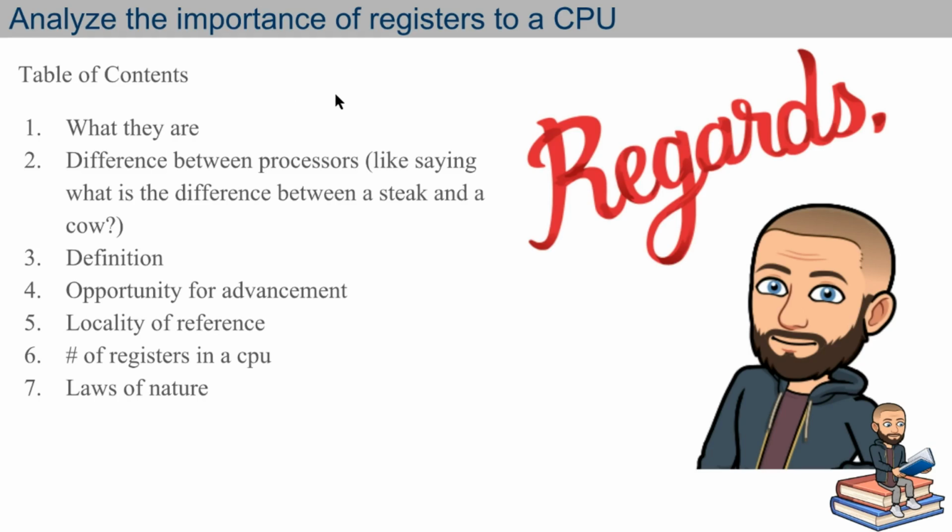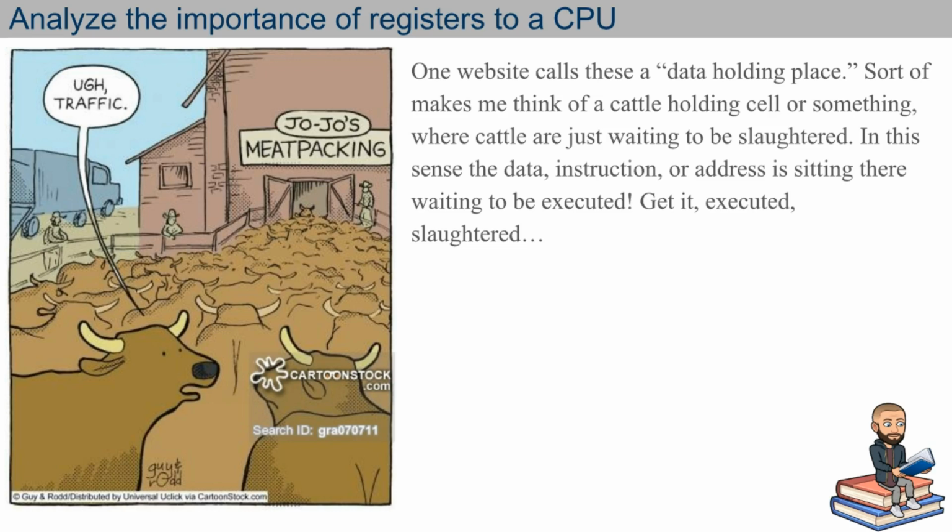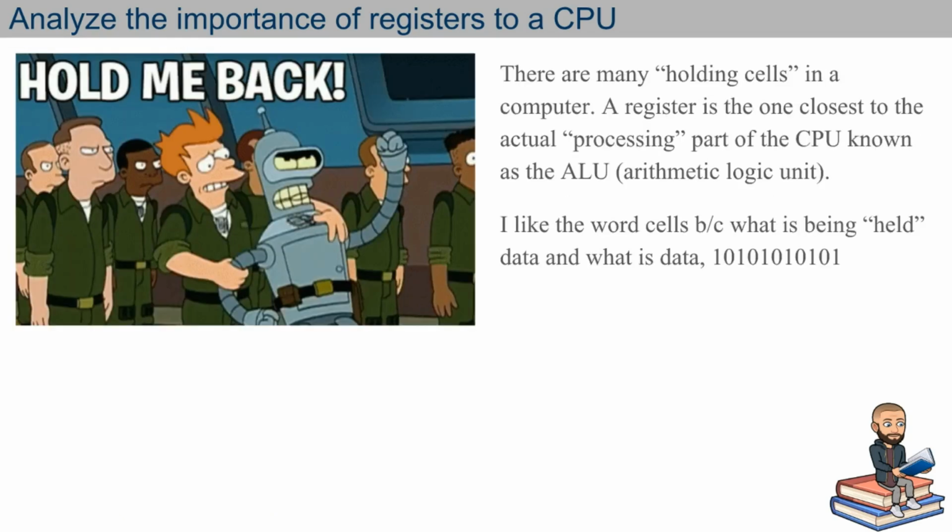in our computers. So while doing some research for this lesson, one website called a register a data holding place. Sort of makes me think of cattle, like how cattle are in this holding cell right before they are slaughtered. To take this analogy and compare it to a computer and the data in that sense, data such as actual data or instructions or addresses, these ones and zeros, are just sitting there waiting to be executed. Get it? Executed like slaughtered? But in processor terms, this has a totally different meaning.